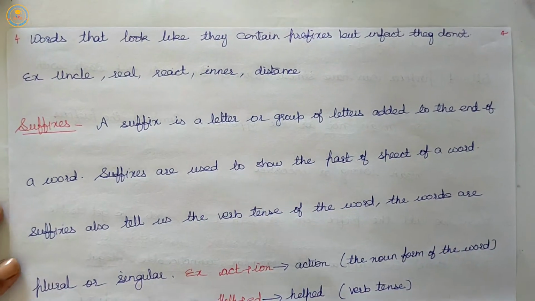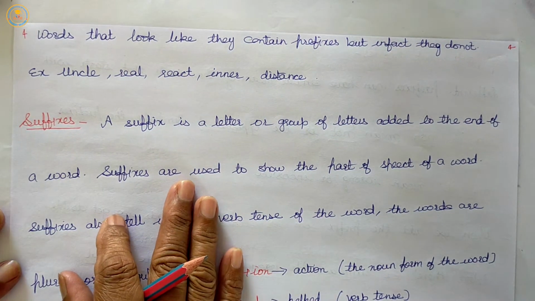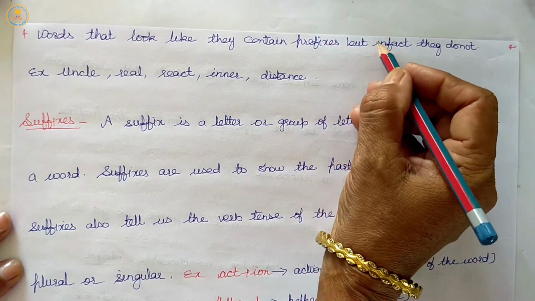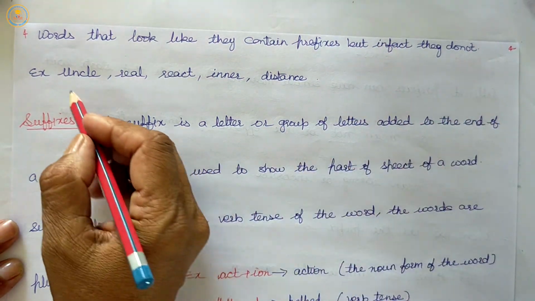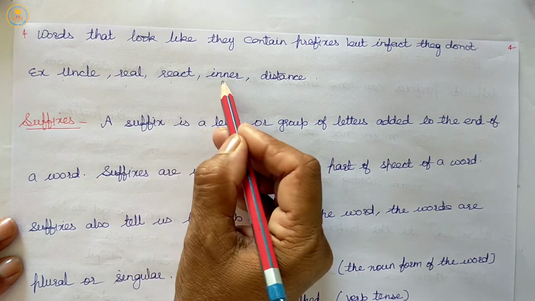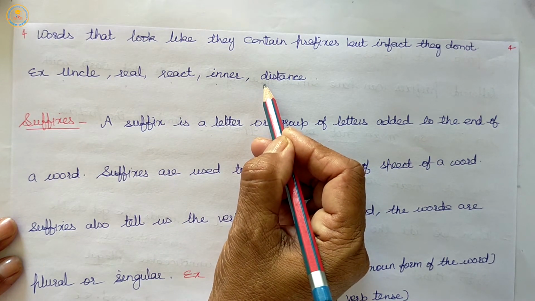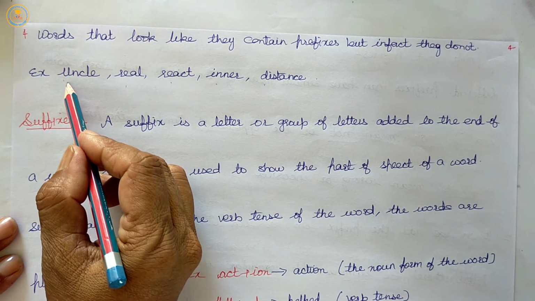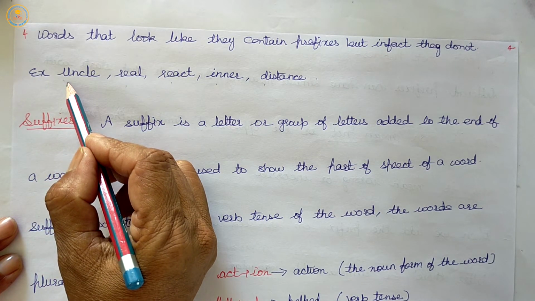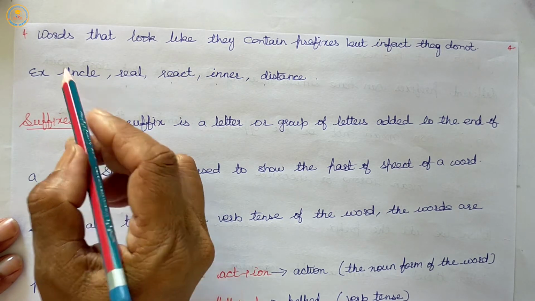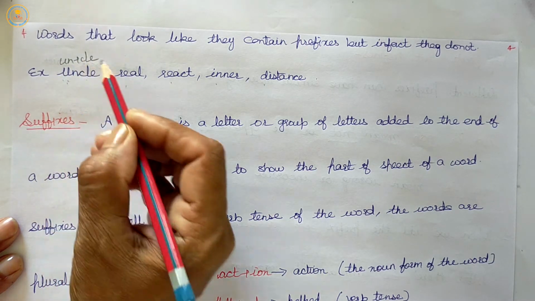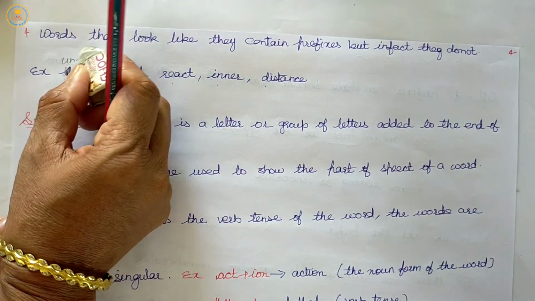Words that look like they contain prefixes, but in fact they do not. Some words already have these letters, but they look like a prefix and are in fact not a prefix. Here, uncle. It's not un plus cle. No, it is not. It is a word in itself.